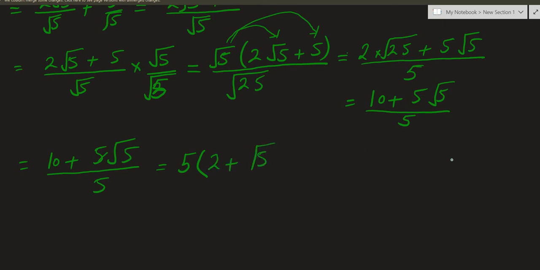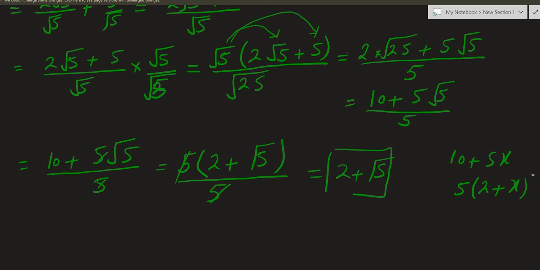Like if you have a 10 plus 5x, so what you're gonna do? You're gonna do 5 outside, this is gonna be 2 plus x. Same we can do with the surds as well, guys. So don't be confused. Hope you understand this one. So this is 5. Now I can cancel this 5 with 5. I got 2 plus root 5 now. So this 5 you cannot cancel because these are two numbers. So be careful, guys.